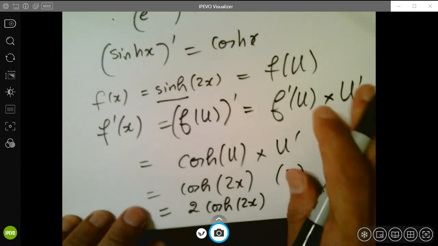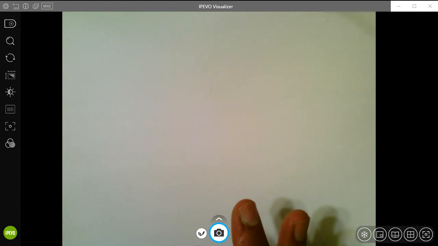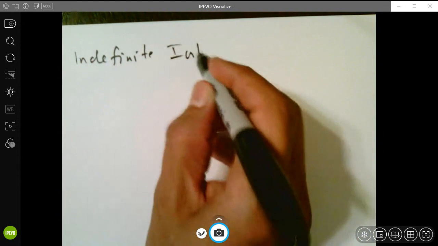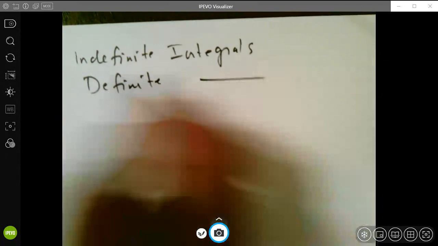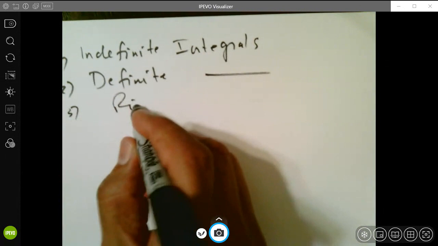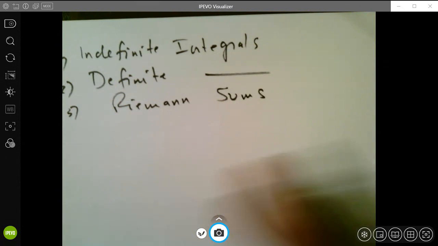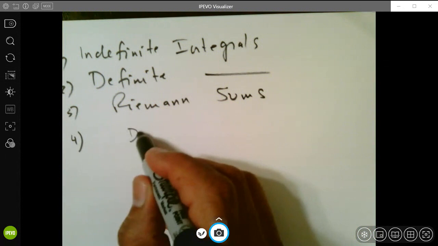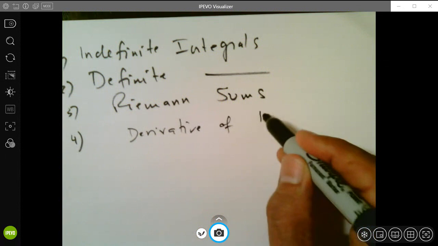Okay, I think this is about it for this review. To summarize, you have to know indefinite integrals, definite integrals, and Riemann sums. Be careful when the function is increasing and decreasing, because the left and the right can change. And you have to know the derivative of log base b of x and the integrals also.